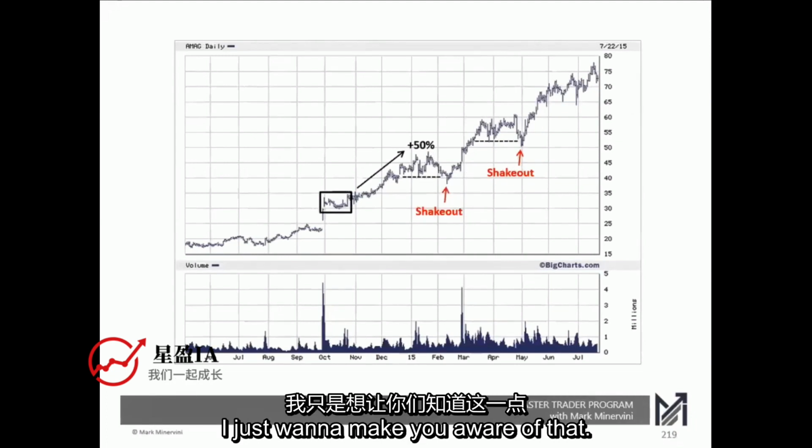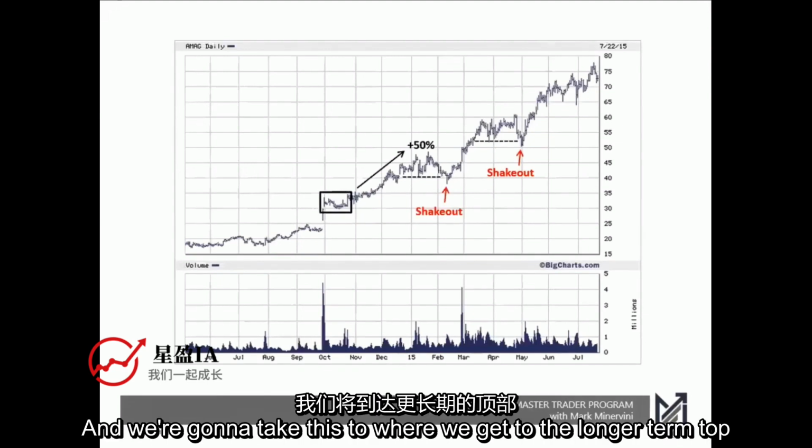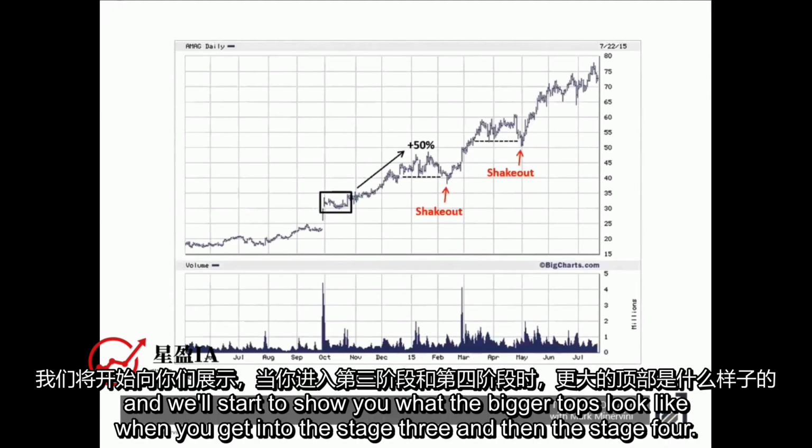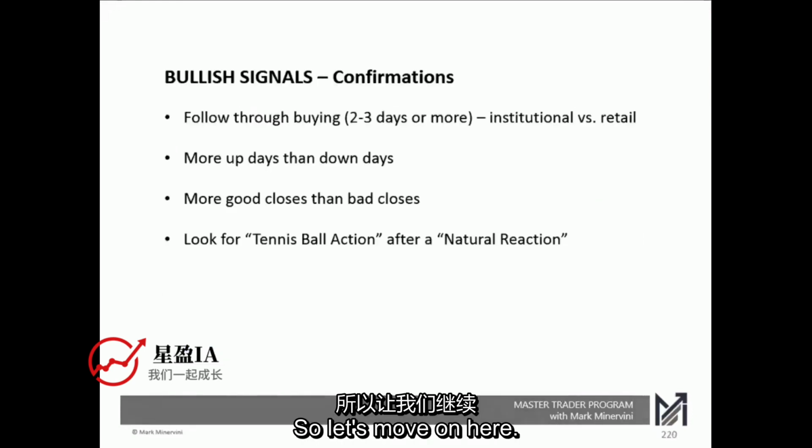I just want to make you aware of that, so you can understand the maturation. And we're going to take this to where we get to the longer term top, and we'll start to show you what the bigger tops look like when you're getting to stage 3 and then to stage 4. This is just looking at it from that move up from the base. All right, so let's move on here.